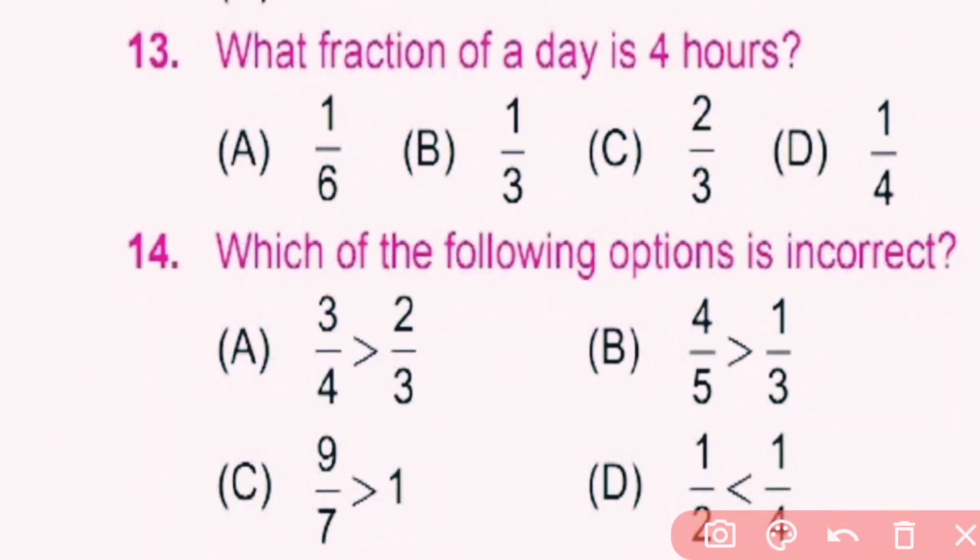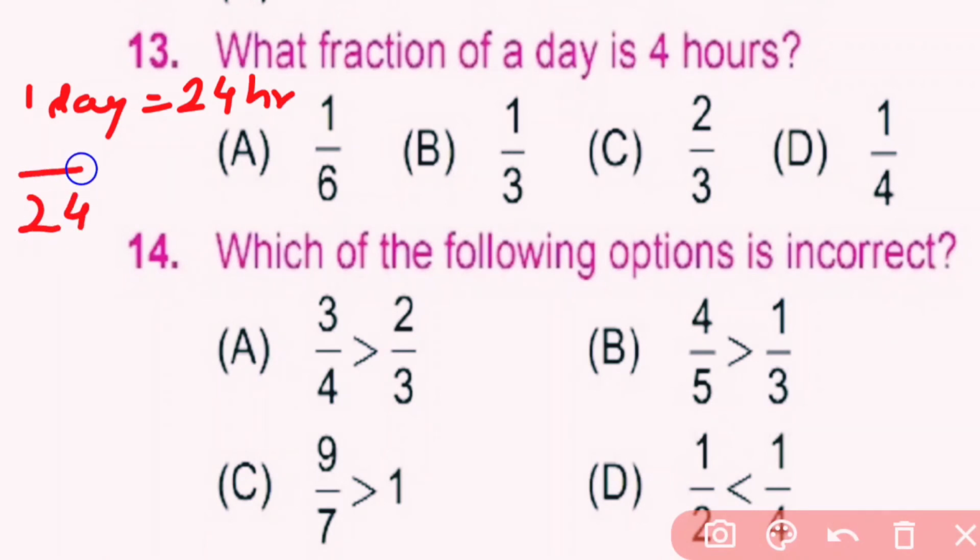Question number 13. What fraction of a day is 4 hours? So 1 day is equal to 24 hours. So out of 24, 4 hours means 4 1s are 4 and 4 6s are 24. So the fraction will be 1 by 6. So here A is the correct answer.